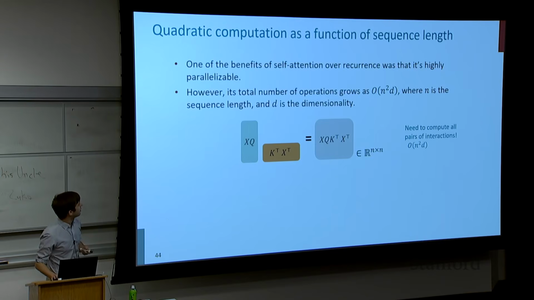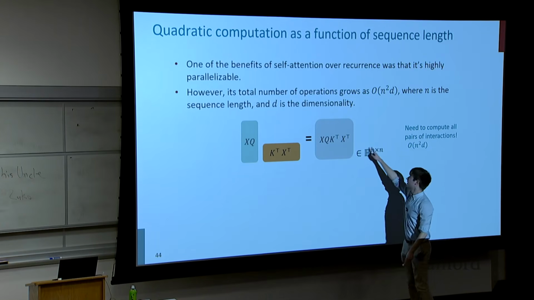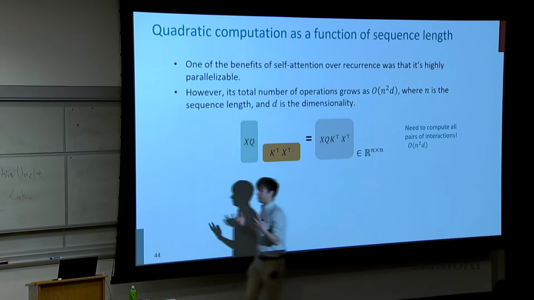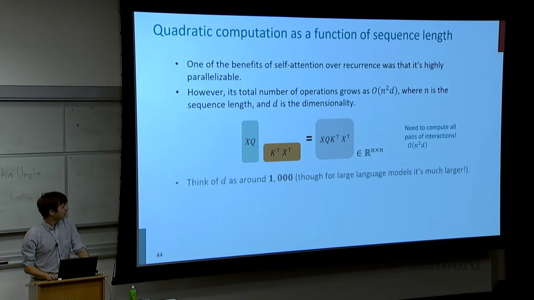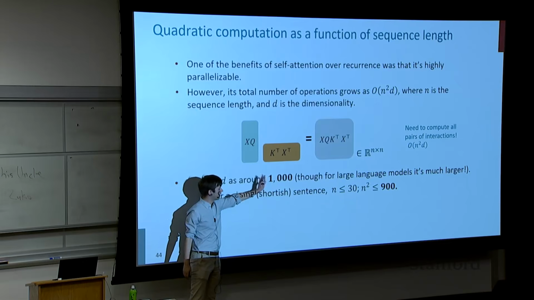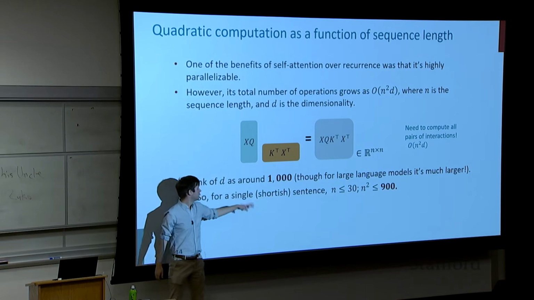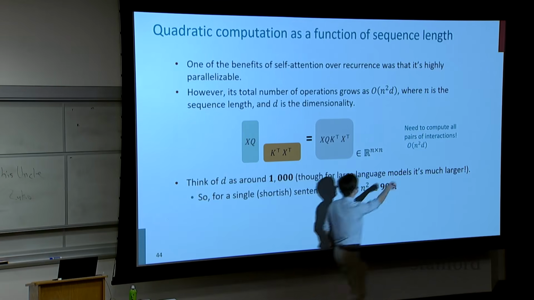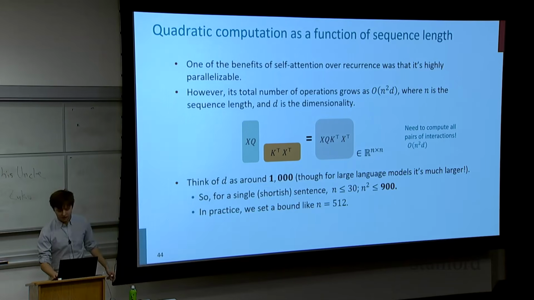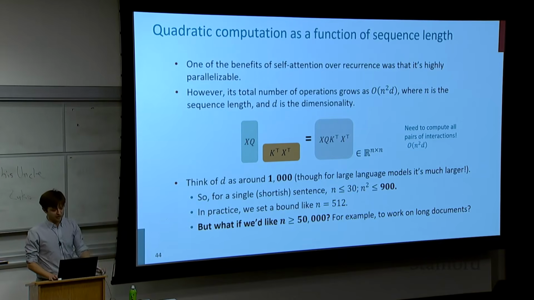And just to give you an intuition of quadratic sequence length, remember that we had this big matrix multiply that resulted in this matrix of n by n, and computing this is a big cost. It costs a lot of memory. If you think of the model dimensionality as like 1,000, although today it gets much larger, then for a short sequence of n roughly 30, computing n squared times d, 30 isn't so bad. But if you had something like 50,000, then n squared becomes huge and totally infeasible.